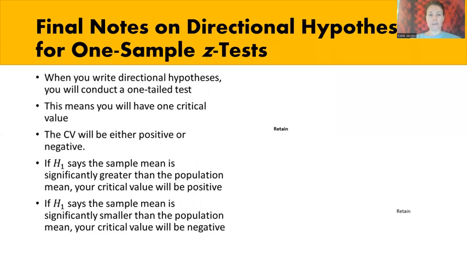So some final notes on directional hypotheses for a one sample z-test. When we write directional hypotheses, we will conduct one-tailed tests. This means that we will have one critical value. The critical value will either be positive or it will be negative. So if the research hypothesis says the sample mean is significantly greater than the population mean, our critical value is going to be positive. However, if our research hypothesis says the sample mean is significantly smaller than the population mean, then our critical value will be negative.